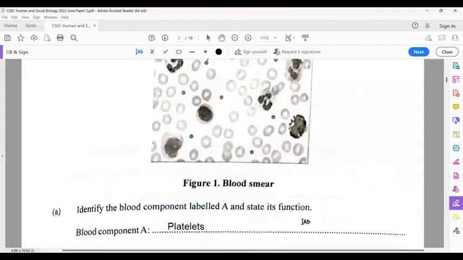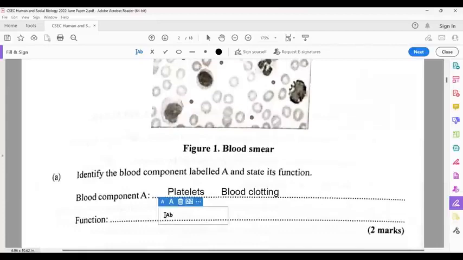And what do platelets do? Platelets serve the function to help in blood clotting. All right, so when you get injured, when you get a cut, it's platelets, which are also known as thrombocytes, that jump into action to perform the blood clotting activities. So you could put blood clotting in function.